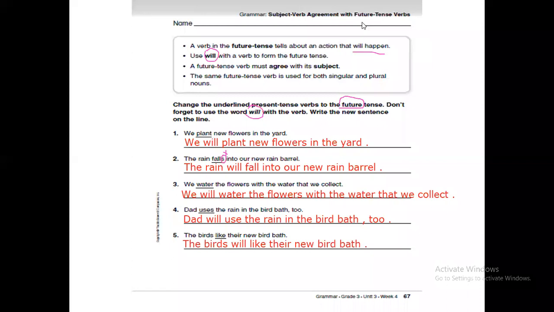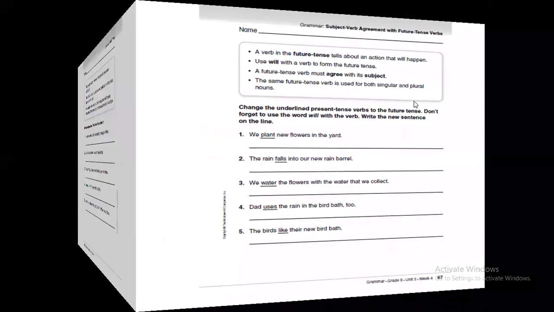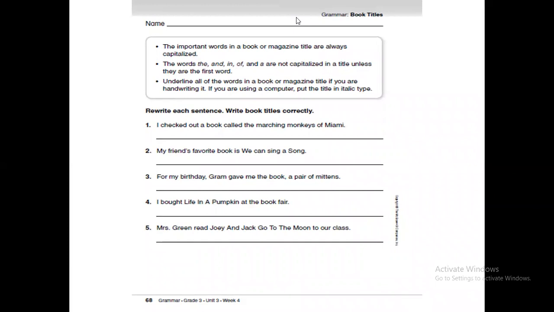If you finish, turn your page. The last page. The important words in a book. Let's read the books. The important, or the books, it's only one book. Did I say boxes? The important words in a book or magazine title are always capitalized. The words the, and, in, of, and a are not capitalized in the title unless they are the first word. If they are the first word, we're going to capitalize them. If they are in the middle, we will not capitalize them.